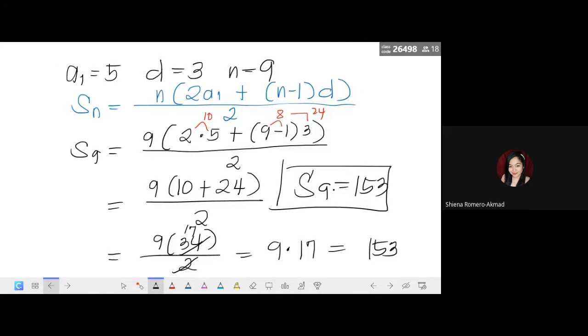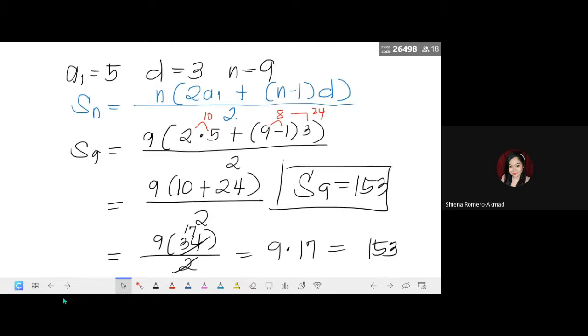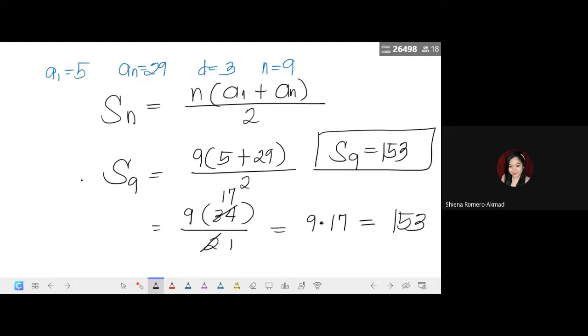Yung kanina, given yung last term. Ito, not given yung last term. Okay? So, yun yung titingnan nyo sa mga sequences na ibibigay sa inyo. Kapag ang pinapahanap na yung sum, make sure na tingnan nyo if the last term is given or not, kasi doon nakadepende kung ano yung formula na gagamitin ninyo. Is it the first one or the second one na formula?